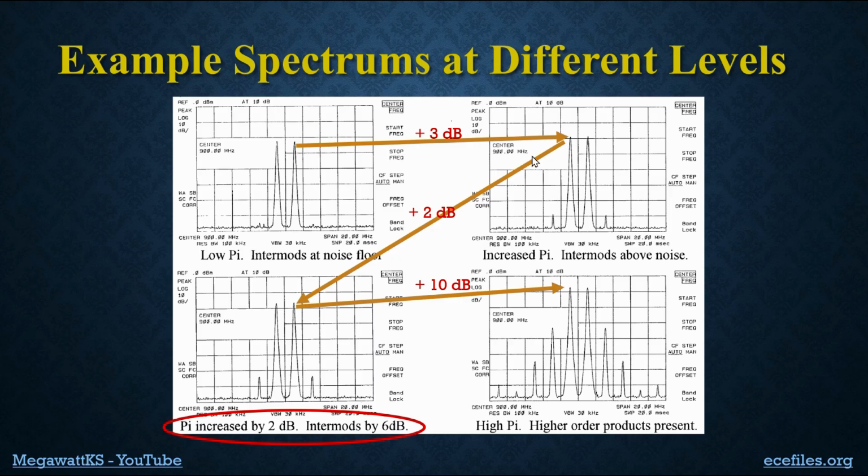Then I increased the levels by 2 dB, so they went from here to here, and the output level went from this level to this level for the intermods. And that's about 6 dB. It almost looks like 5, but it's really 6. Remember, intermods initially increase by 3 dB for every 1 dB of the input signal increase. So here, I increase the input signal by 2 dB, so the intermods go up by 6.